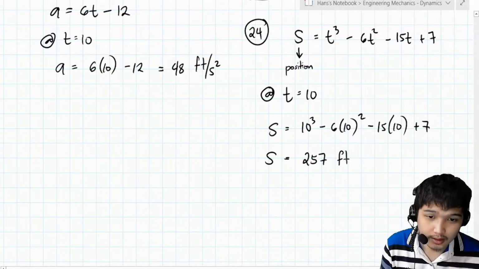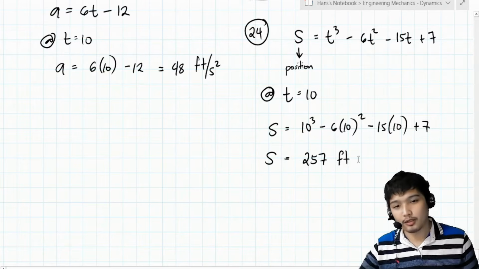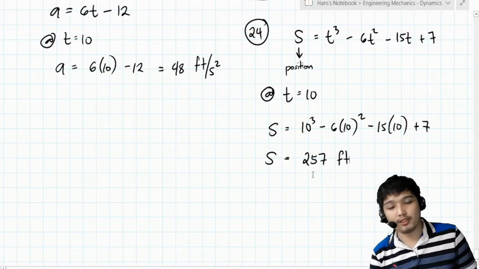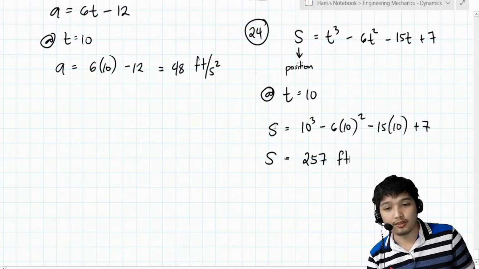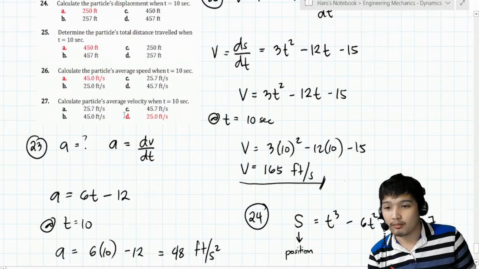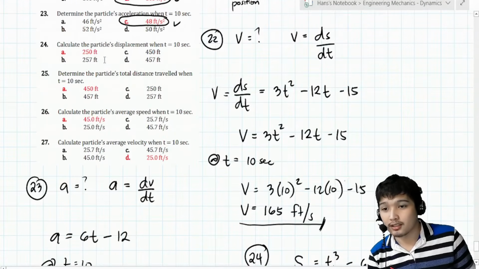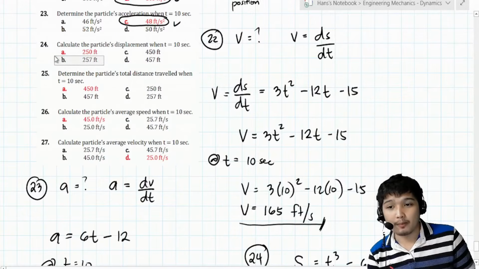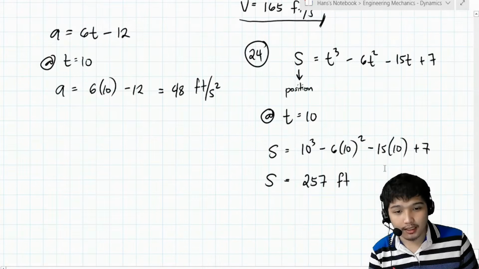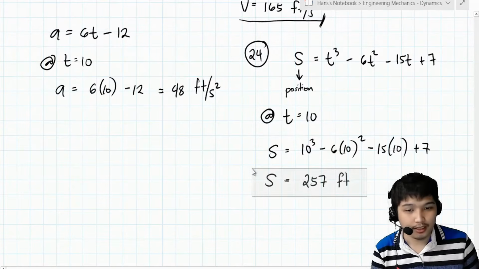feet. So as you can see, kung ganyan lang gagawin mo guys, you will just try to substitute yung given na time t. So ang makikita mo, nasa choices yon, that is letter B. That is letter B. But that is incorrect. Hindi yan yung sagot guys.